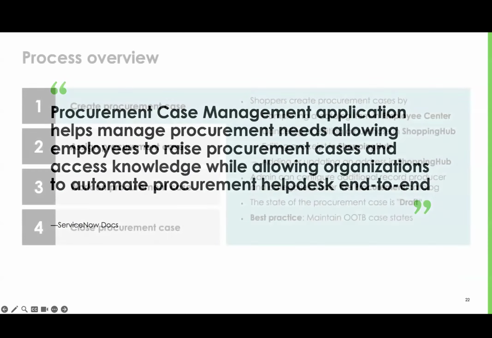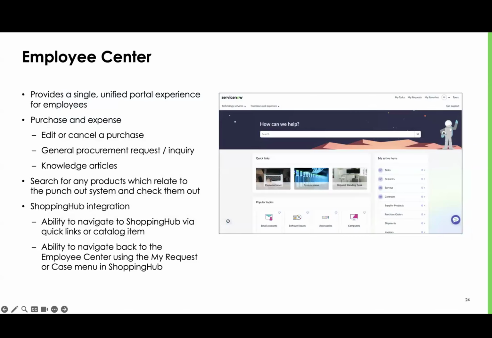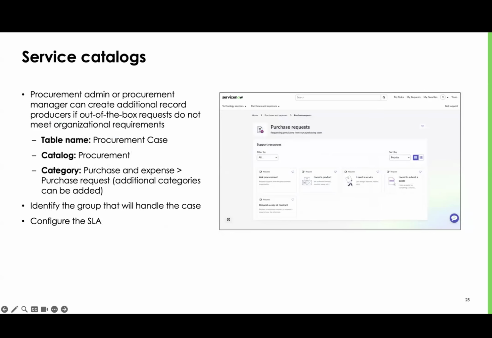So looking at procurement case management, you have the life cycle, the ability for a shopper to come in and complete an item that then becomes a procurement case, and then that's worked through assignment, worked and out to closure. Some of the key bits are the employee center, and then the ability to put the shopping hub integration into that so that they can interact with it. And typically that's set up with your service catalogs and procurement cases, which are then split between different catalogs and categories.